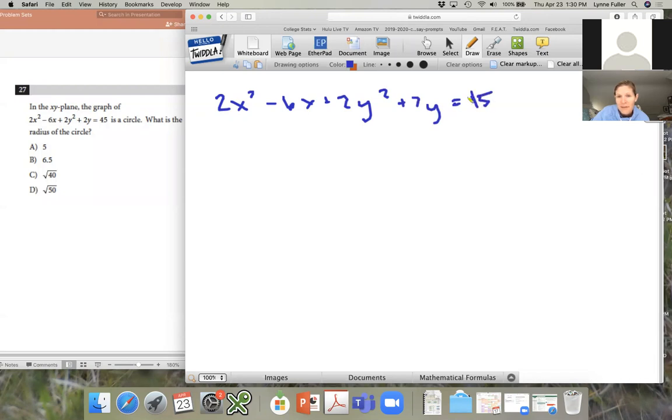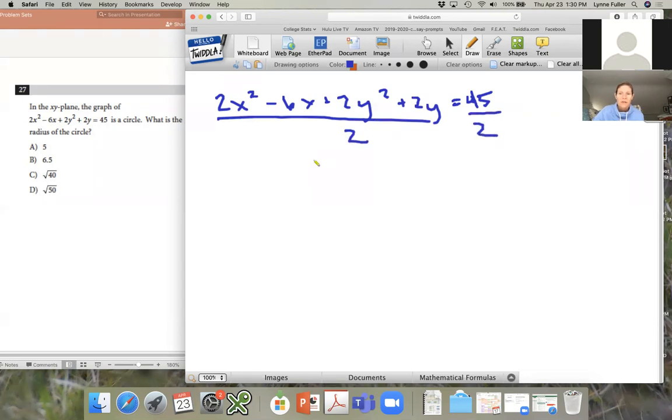And maybe everyone is sensing here, oh gosh, there are numbers in front of the x squared and y squared. And you're right, there are numbers in front of them. We need to get rid of them. It's really annoying to have those numbers. You want to complete the square when the numbers in front of your x squared and y squared are totally clear. So what I'm going to do is divide everything by 2.